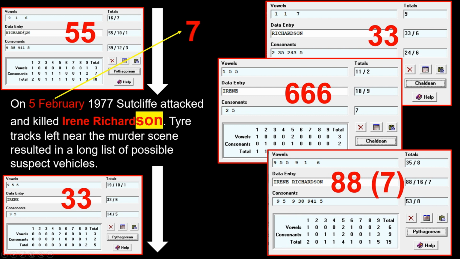Now Richardson gives us our 55 again in Pythagorean numerology. Richardson gives us, and we've always got to have this somewhere, a 33 for masonry in Chaldean numerology. Irene gives us 18 in Chaldean for 666. Irene Richardson gives us our 88 again for a 7, and that is in Pythagorean numerology. So there we go, we have lots and lots of code in these names.